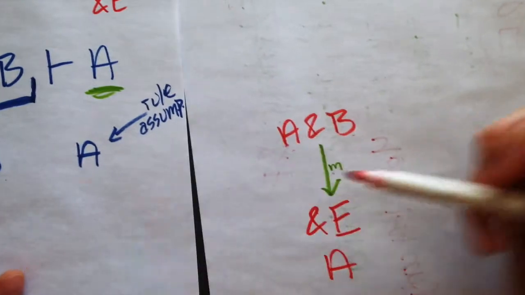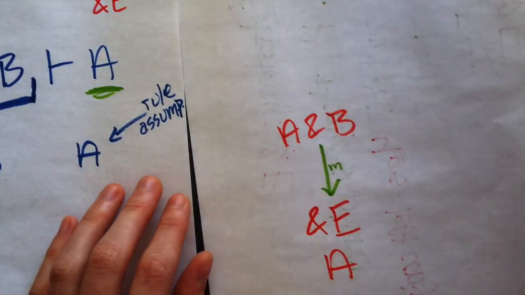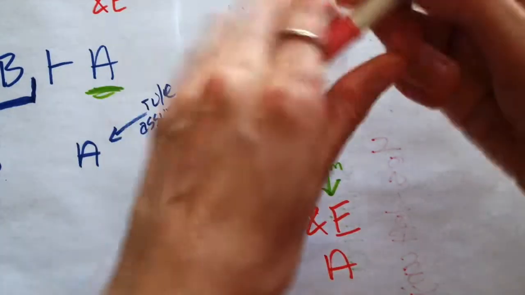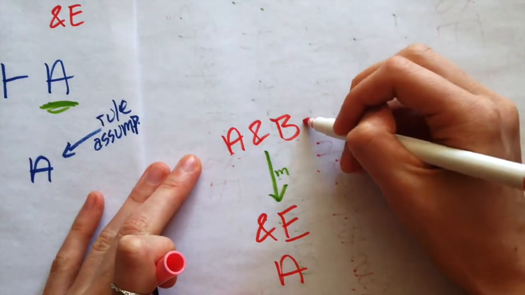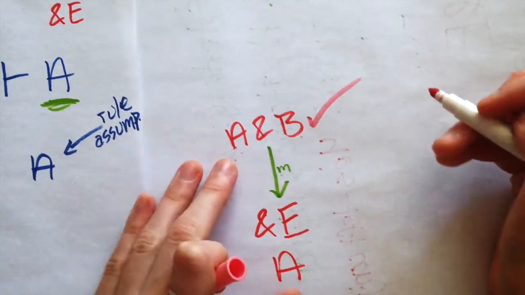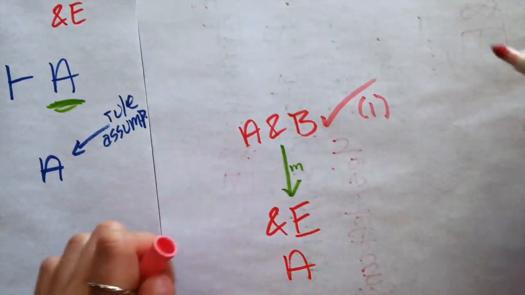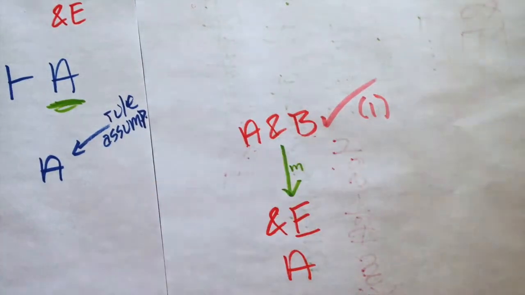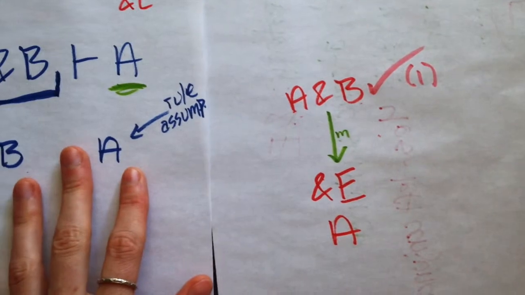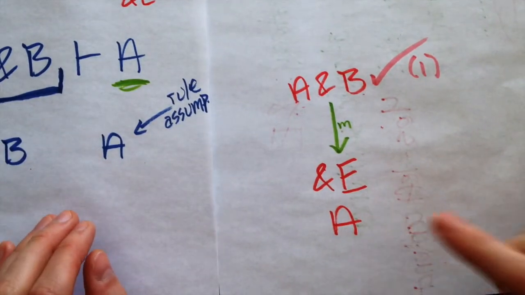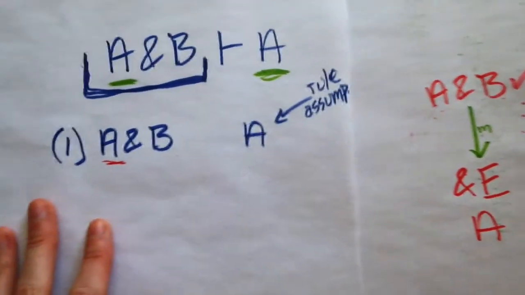Okay, so I'll write that here on the diagram. Yes, in fact, we do have A ampersand B already. We've got that on line 1. So what that tells you is you have everything you need already in order to go ahead and finish this proof. Okay, so it's going to be real quick.